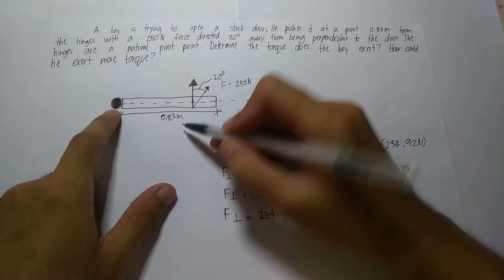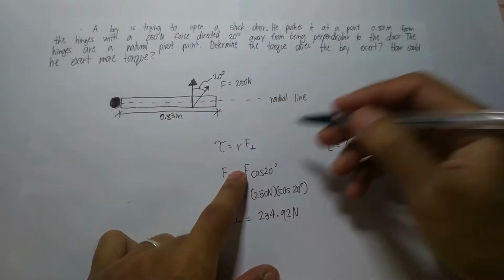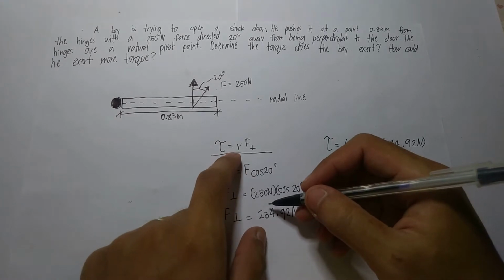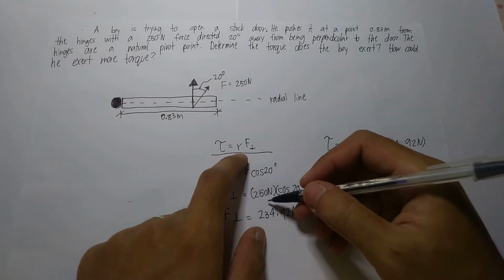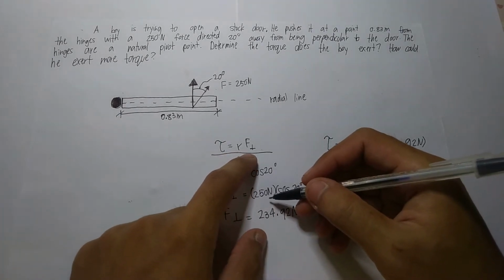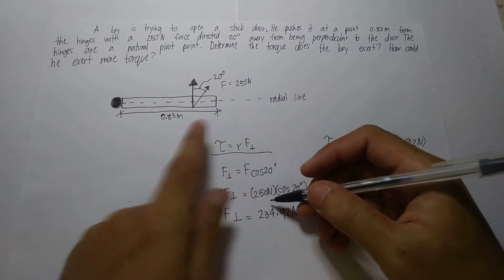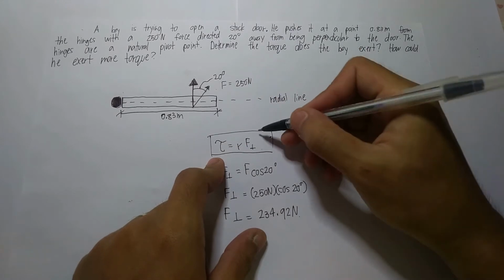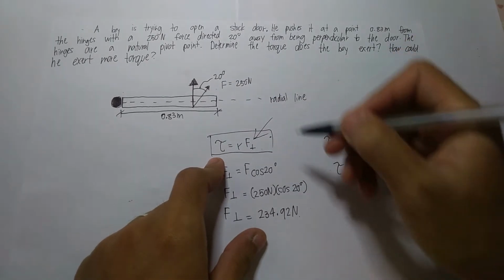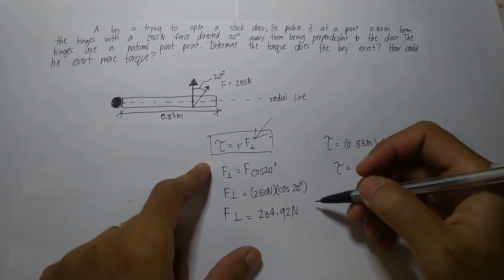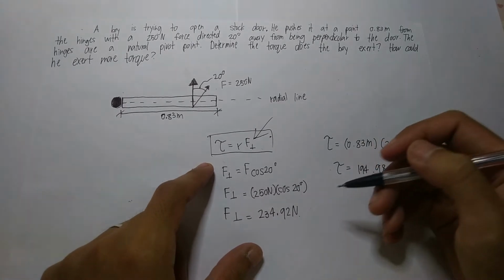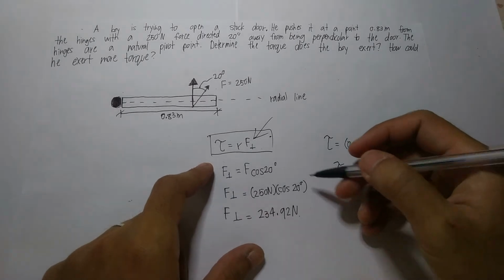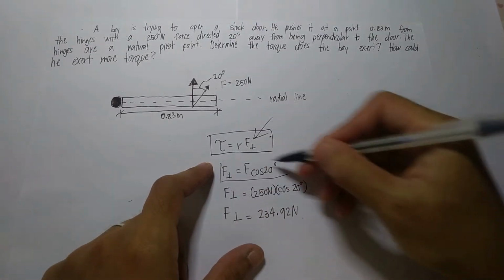So, in this problem, we will utilize this formula, which is torque equals radius multiplied by perpendicular force. By analyzing, in order for us to utilize this formula, we need to find the perpendicular force first. So, to do that, we will derive a formula for the perpendicular force, and this is it.